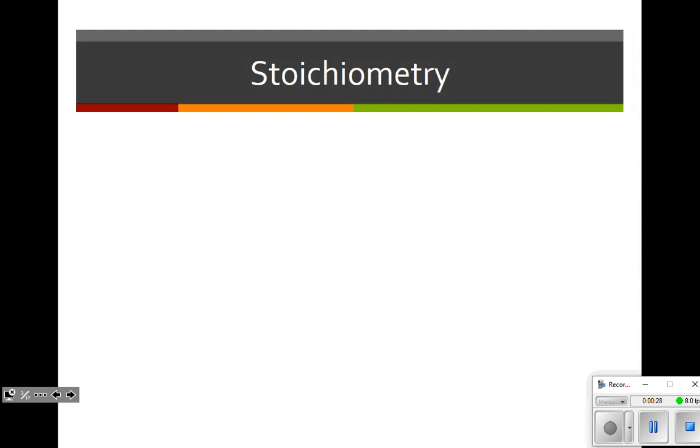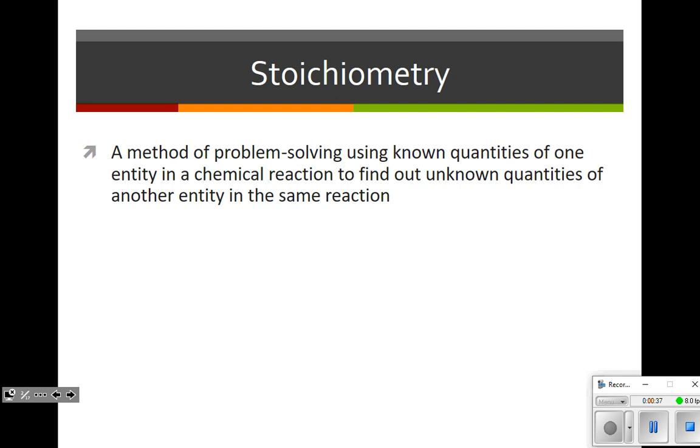I'm also going to show you different strategies. I'll talk about my least favorite strategy and my favorite strategy. So let's recap and talk a little bit about what stoichiometry is. It's a method of problem solving where we're taking known quantities of one substance to find unknown quantities.